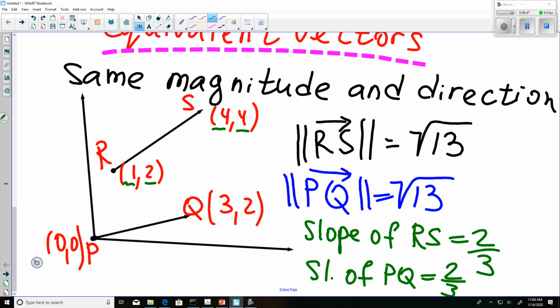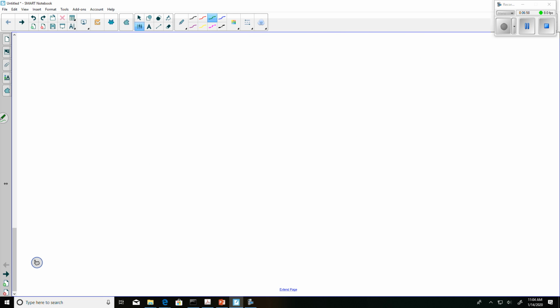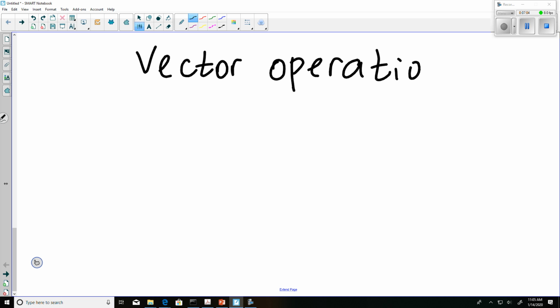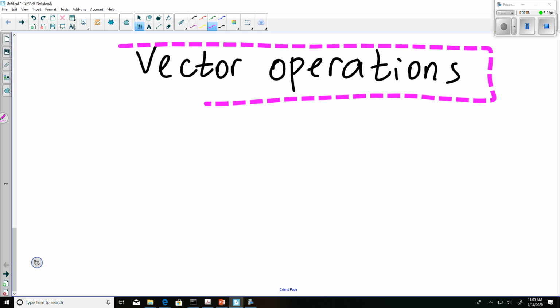So far so good, guys? Okay. And that should be very, very familiar to you. Next thing. Vector operations. Scalar multiplication.